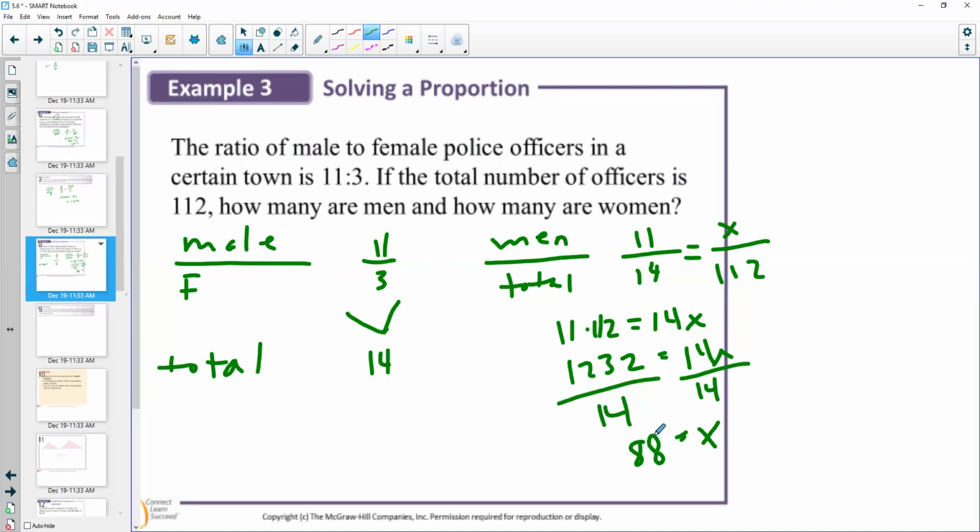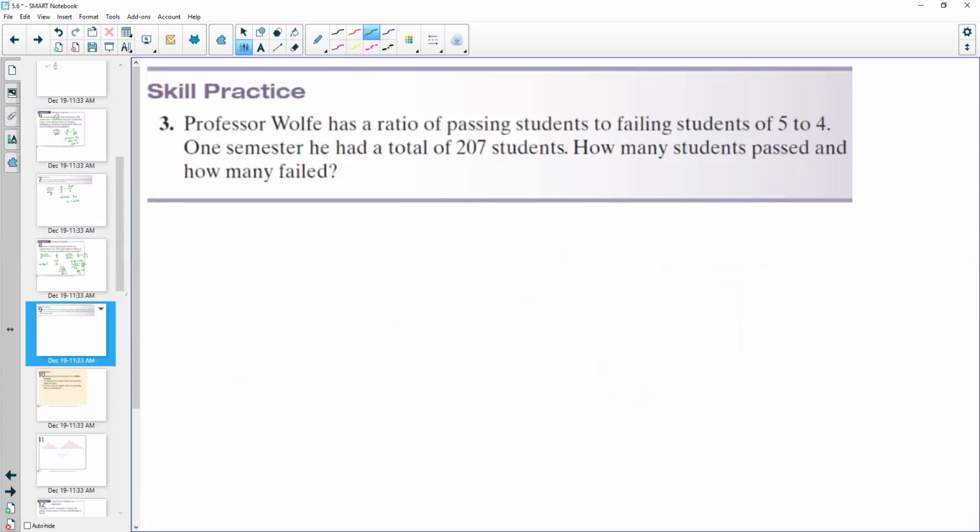So now you can find the number of women. You can set up another proportion and use 3 instead of 11, or you can go 112 minus 88 is 24. 24 women, 88 men. Okay, not terrible. This one works the same way.